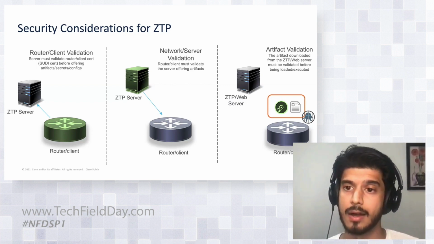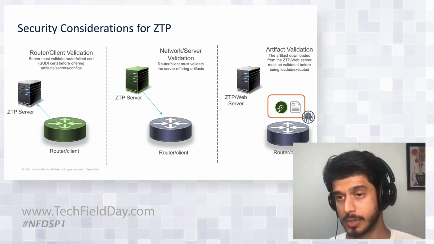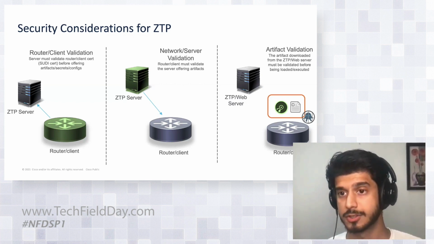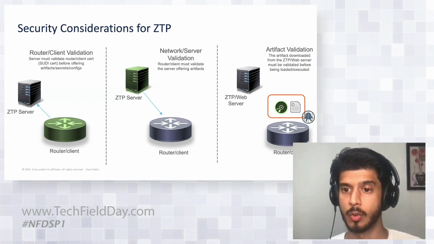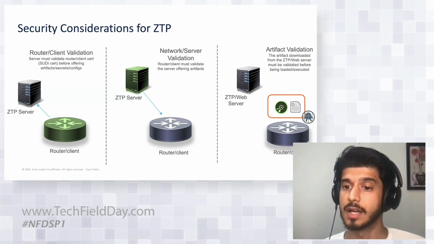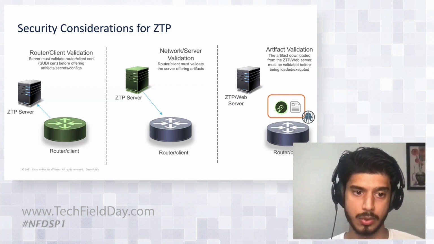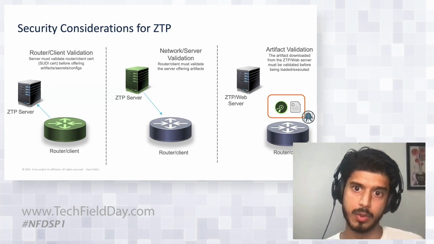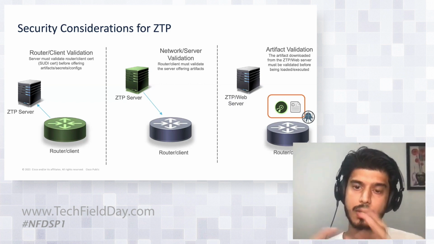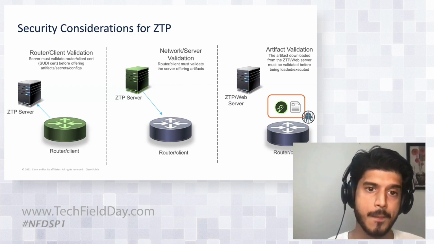And lastly, the artifact, which could be config, scripts, and with the new ZTP workflow, images. These artifacts that are downloaded are signed and therefore accepted by the router on day zero. Keep these three aspects in mind, and we'll combine these together to understand how the RFC basically plays out.